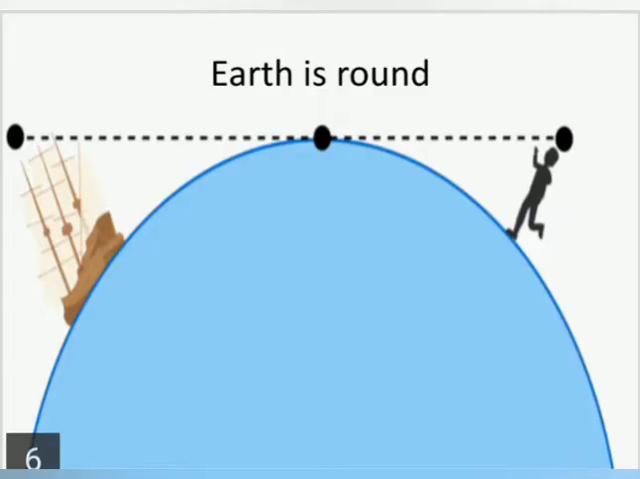Now when you see a ship coming towards you, you are able to see the top part of the ship first, and later on you are able to see the bottom part right in the end. This is because the ship is sailing on a curved surface.